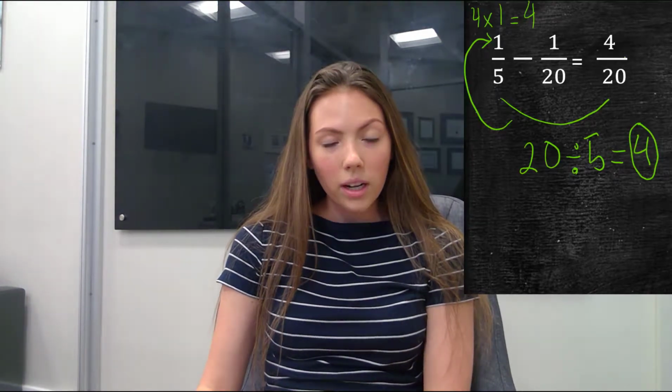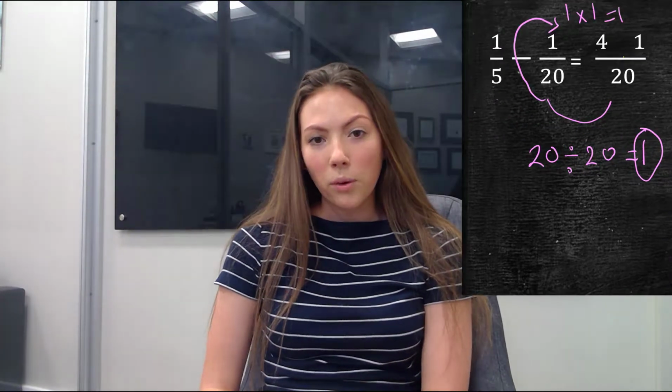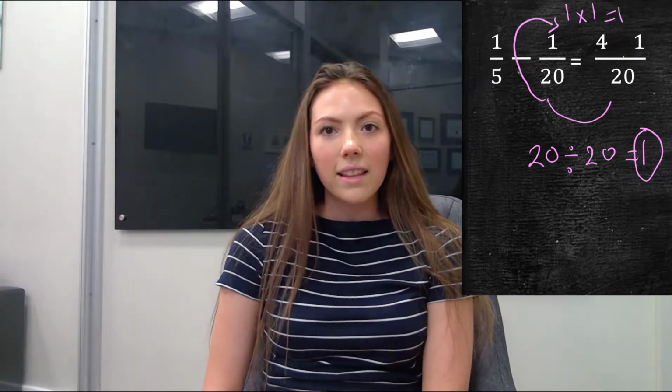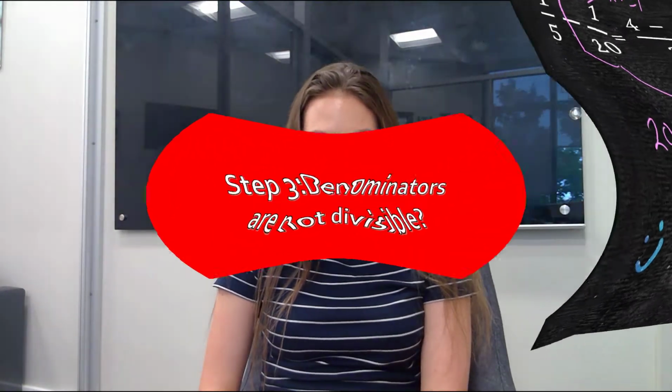And just to explain how I did that, so 5 goes into 20. That's 4 times. So you use the 20 as your new denominator. 20 divided by 5 is 4. Multiplied by the numerator 1, that's 4. 20 divided by 20 is 1. Multiply the numerator 1, that is 1. Add the sign, 4 minus 1 over 20, that's 3 over 20.